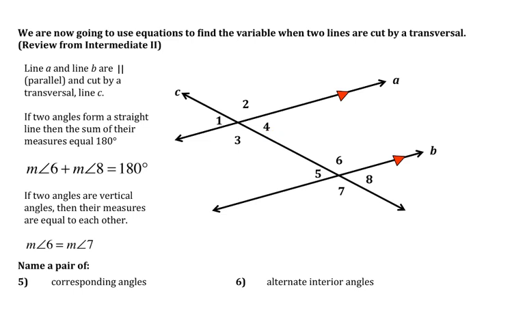So if you remember some things that we talked about last year, if you have line A and B, they're parallel. This is the symbol for parallel. So if you see that, that's what that means. They're cut by a transversal line C. So here's A and B and line C, that's the transversal. If two angles form a straight line, then their sum is 180.